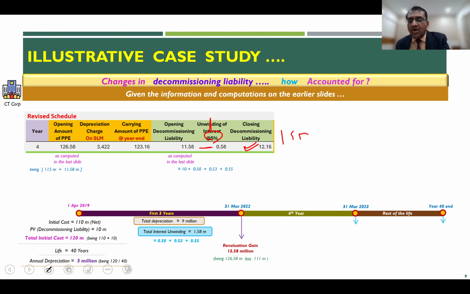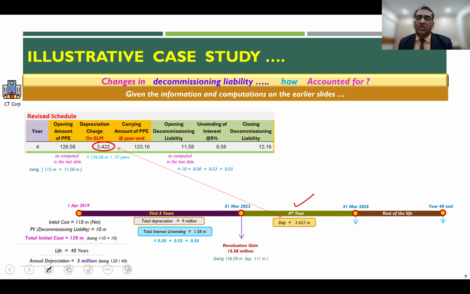Okay, let us see all of these numbers on the timeline. So what happens in this case? Your depreciation charge for the 4th year, as I explained to you, will be 126.58, this number divided by 37 years. So now it will go up from 3 million in the first 3 years to 3.422 million for the 4th year. That is on the depreciation charge. Then your unwinding of the interest for the 4th year is 0.48.